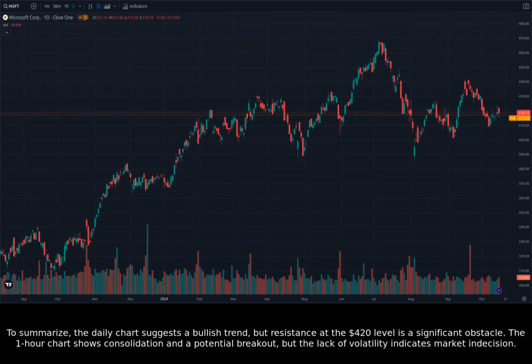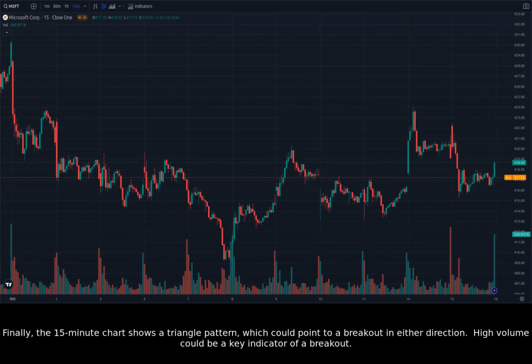To summarize, the daily chart suggests a bullish trend, but resistance at the $420 level is a significant obstacle. The 1-hour chart shows consolidation and a potential breakout, but the lack of volatility indicates market indecision. Finally, the 15-minute chart shows a triangle pattern, which could point to a breakout in either direction. High volume could be a key indicator of a breakout.